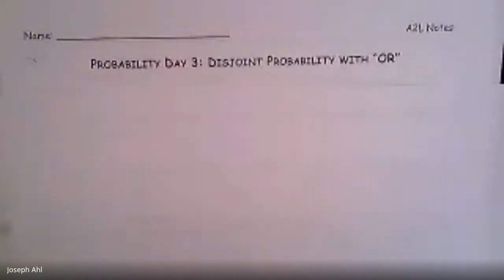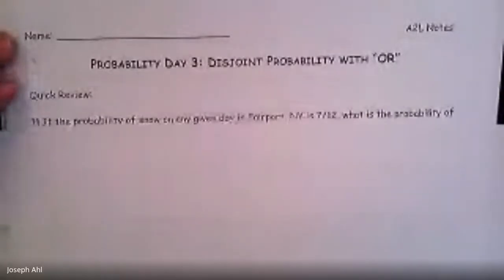This is probability day 3. Today we're going to talk about probability using the word or as compared to what happens when you use the word and, like we saw in the last lesson. The start of today's lesson is a quick review, so I'd encourage you to hit pause right away in the beginning, try these questions, and then check back in with the answers.